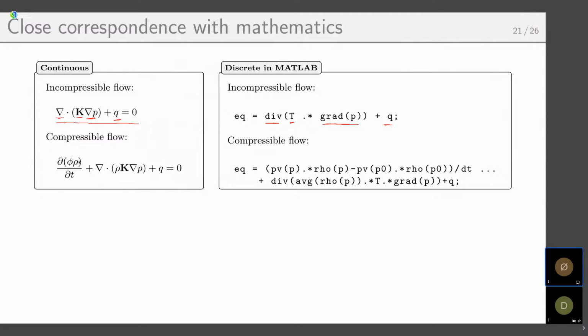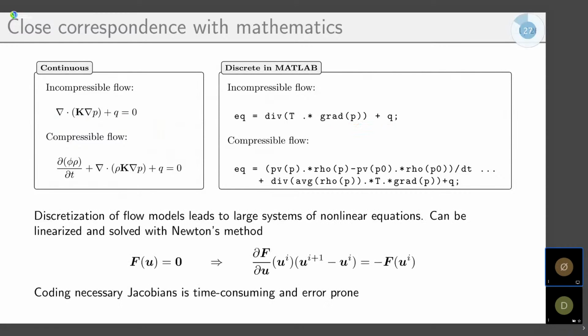And for compressible flow, it's slightly more complex, but it's the same concept. We're using discrete operators for each of these terms to write it in a very compact form, which is very similar to the underlying mathematical expressions. Now, this is the first building block, these discrete operators. And the second one, we can see the motivation for now.